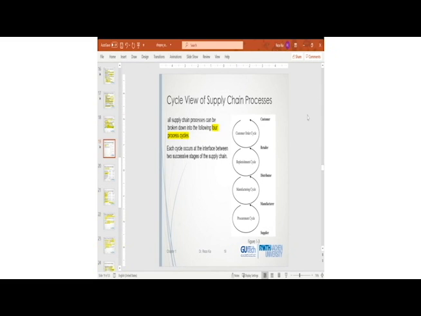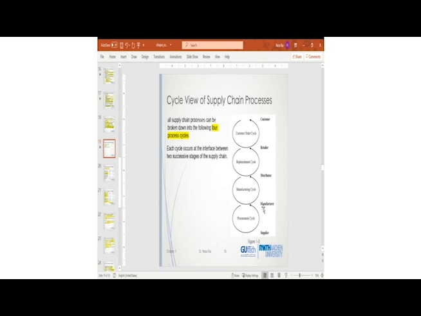And then if you remember, we mentioned that we will have a customer cycle, which is a cycle connecting retailer to a customer. Then we have replenishment cycle, which is connecting distributor to a retailer. Then we have manufacturing cycle, which is connecting manufacturer to distributor. And in upstream level, we have procurement cycle, which is connecting supplier to manufacturing.